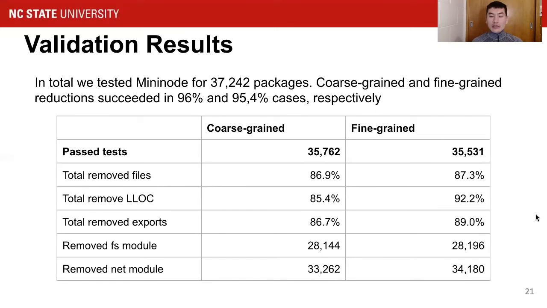In total, we tested 37K packages. Coarse-grained and fine-grained reduction succeeded in 96 and 95% of the cases respectively. Here in the table, you can see how many files was removed, lines of logical code, and the number of removed exports. We also validate that we are removing the access, restricting the access to the file system and network module.